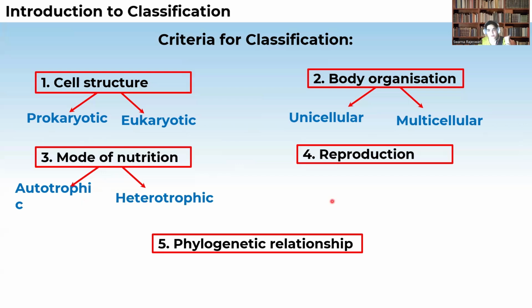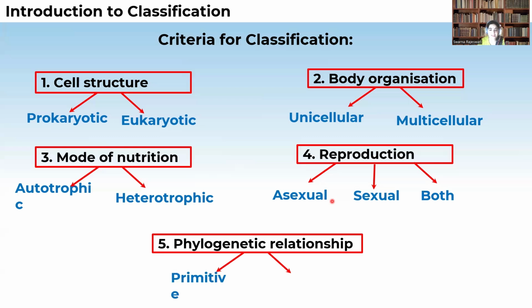So coming to reproduction. Based on the mode of reproduction, he has classified the organisms into different types because some organisms show asexual methods of reproduction. In some organisms, there is a fusion of gametes and formation of the zygote, and he has classified them under sexual. In some organisms, both types of reproduction are present, so those organisms are also included separately.